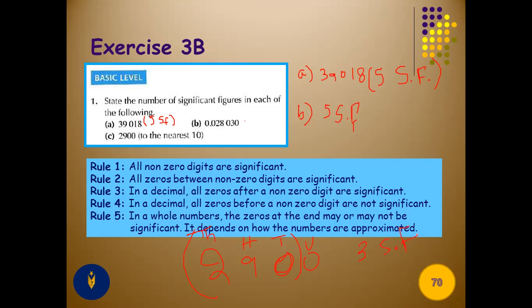And which rule applies here? Rule number 5, that in a whole number the zeros at the end may or may not be significant. It depends on how the numbers are approximated. So I hope you have understood up to here. If you have any queries, you may comment your query anytime. I will try to respond to them as soon as possible. So let's move ahead.